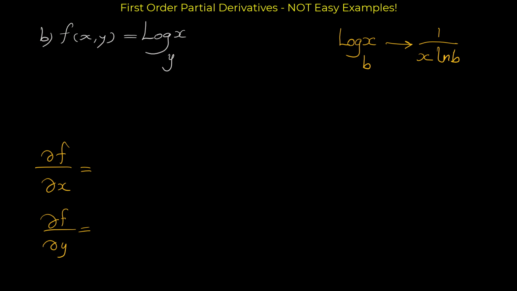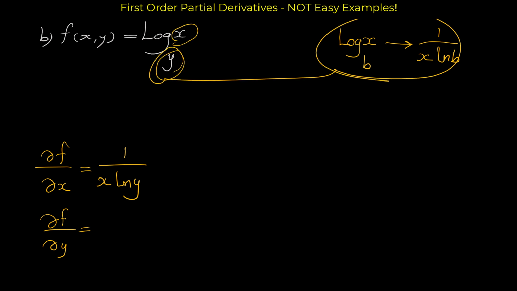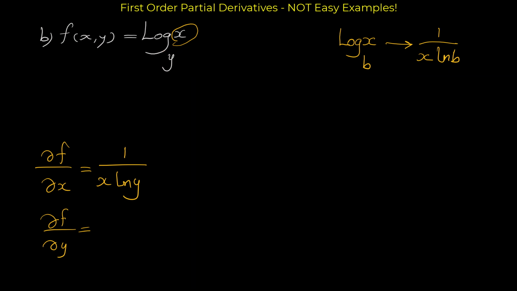For finding the partial derivative with respect to x, we can use this formula right away, and the answer would be 1 over x ln of y. But the problem is that if we want to find the partial derivative with respect to y, then this is a number, a constant, and the variable is in the base. Then this formula doesn't work. What do we have to do in this case?